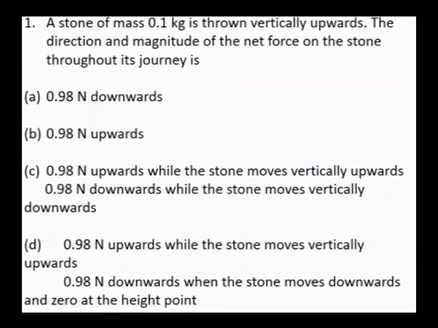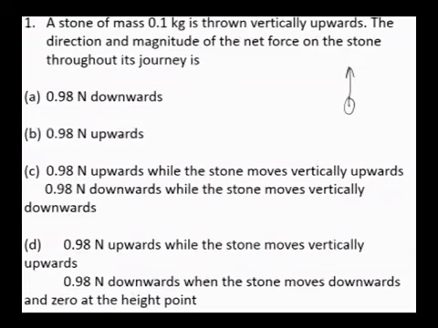Coming to the first problem: a stone of mass 0.1 kg is thrown vertically upwards. The direction and magnitude of the net force on the stone throughout its journey is asked. So there are four options: 0.98 Newton downwards; 0.98 Newton upwards while the stone moves vertically upwards and 0.98 Newton downwards while the stone moves vertically downwards; 0.98 Newton downwards when the stone moves upwards and 0.98 Newton upwards when the stone moves downwards; and 0 at the highest point.